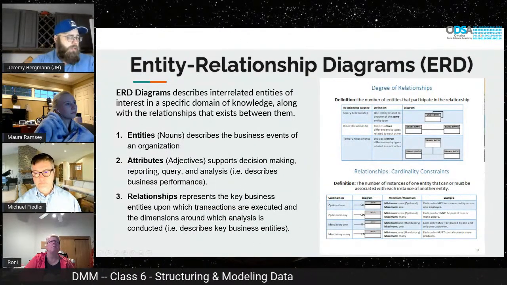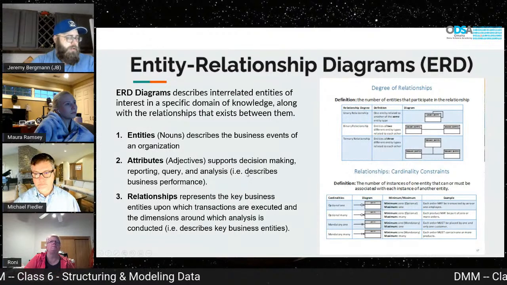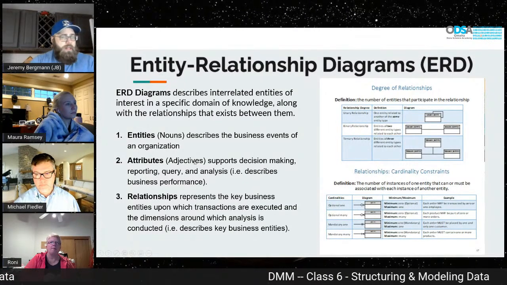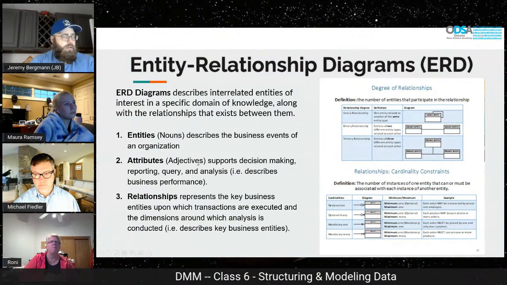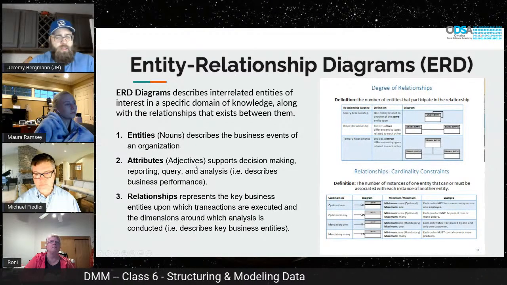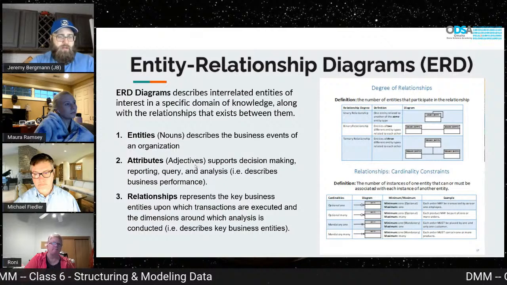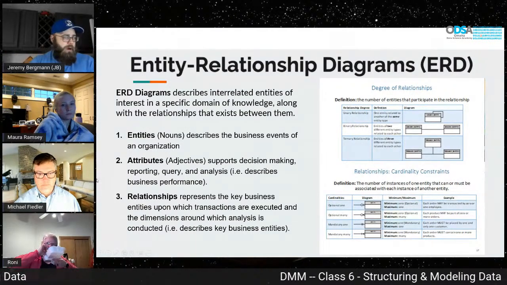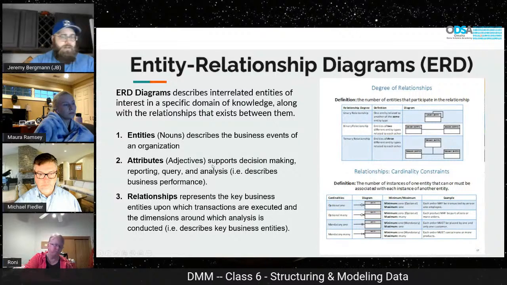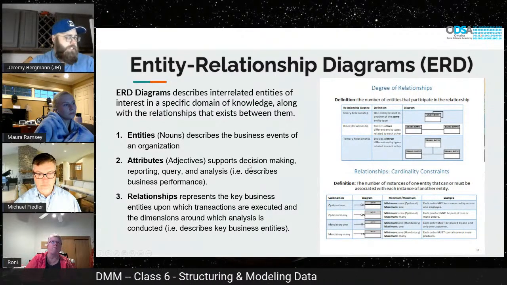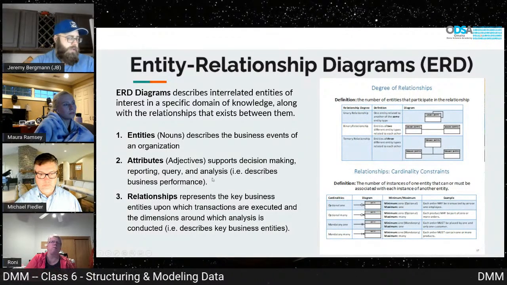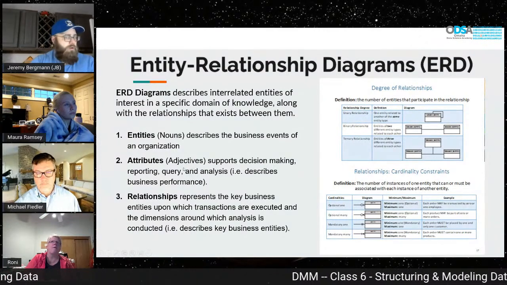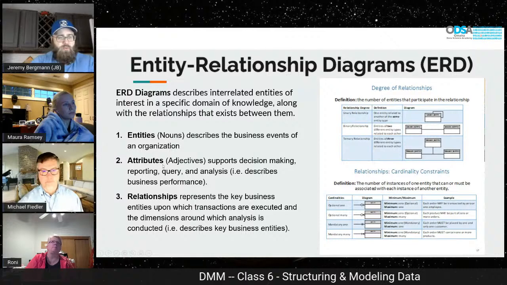Attributes support decision-making, reporting, query, and analysis. These are the adjectives. So these are the things really within the tables that describe a customer, where they describe transactions, where they describe products. Within a system, they'll help store that information, and then you can use those for decision-making purposes. These are always the fields that are within a table.